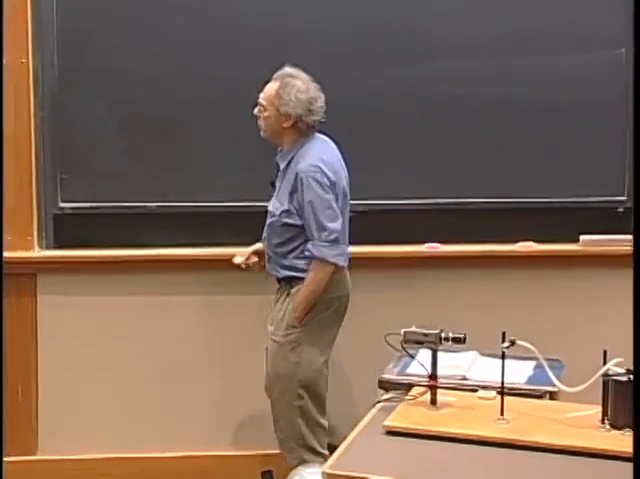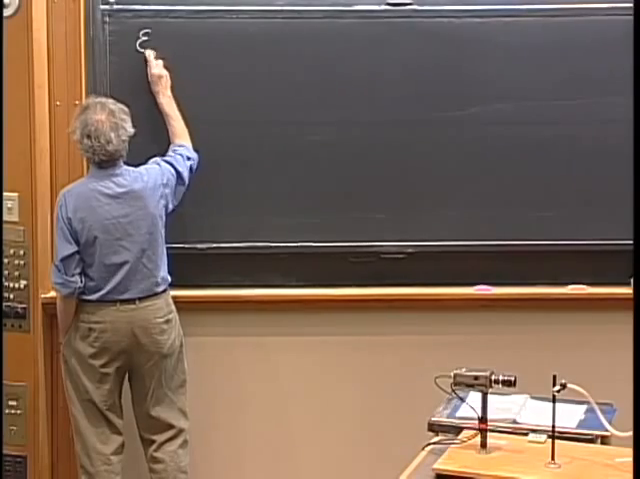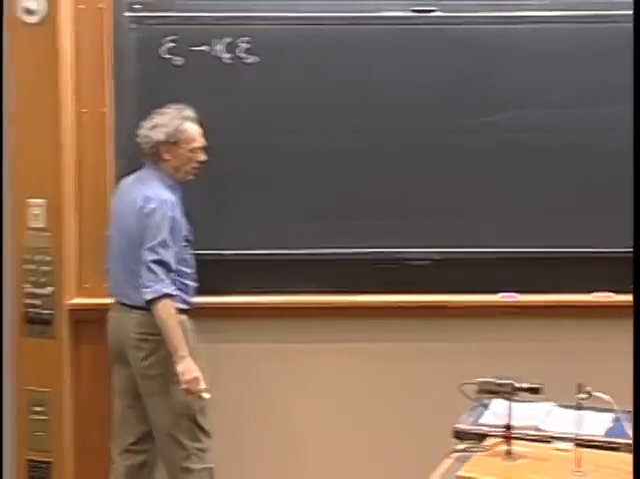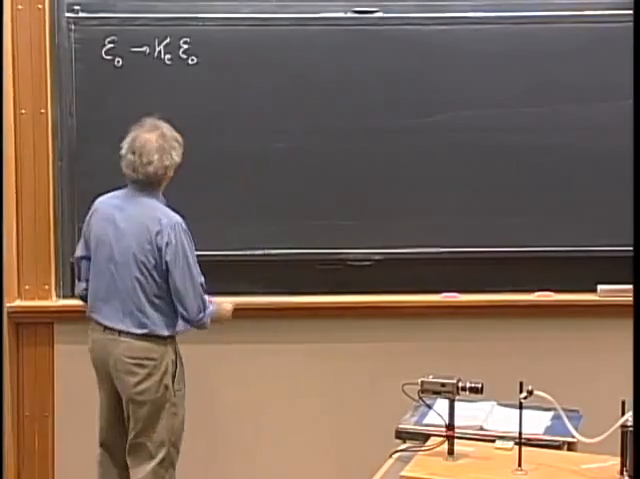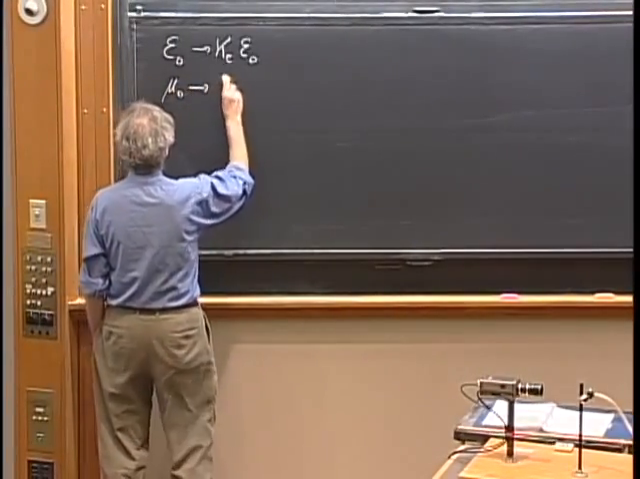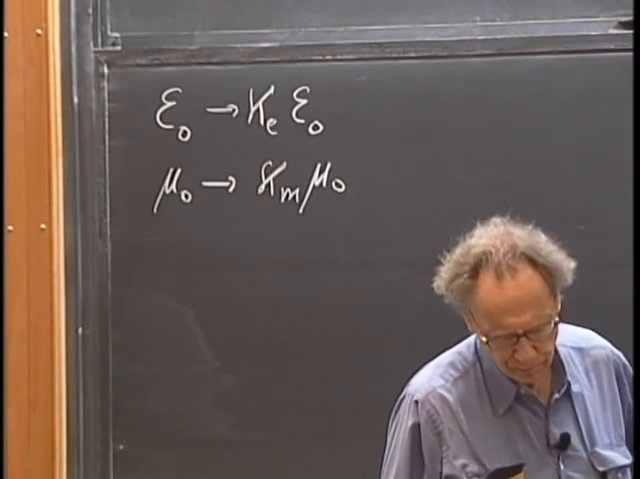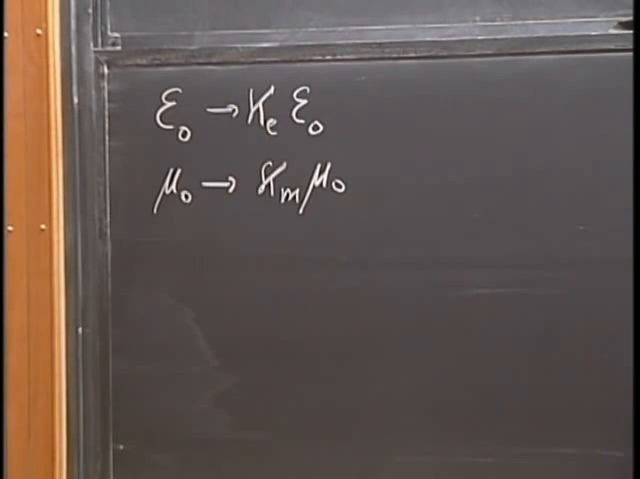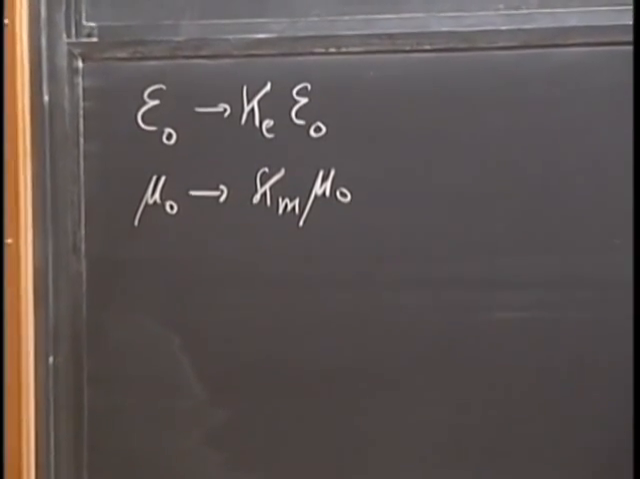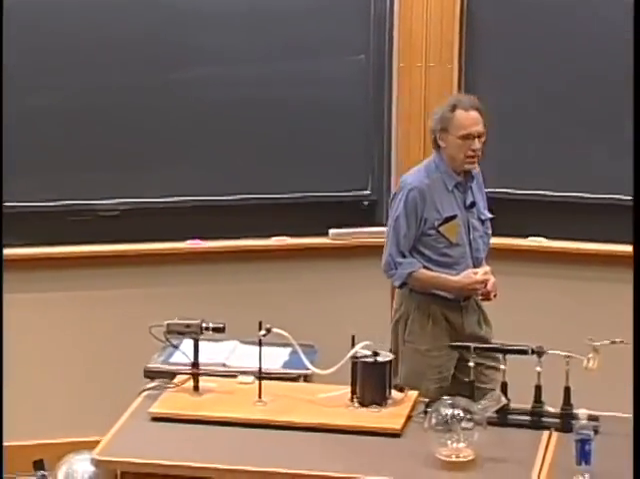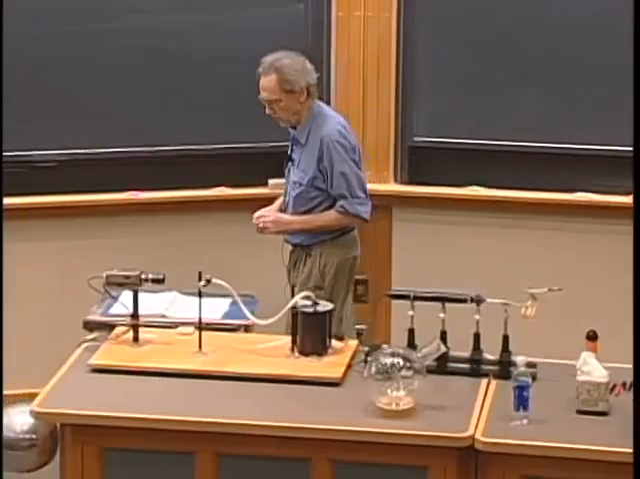One adjustment that we have to make, which we discussed actually earlier, is that wherever we have epsilon zero in Maxwell's equations, we've got to replace it by kappa of E times epsilon zero, the dielectric constant. And wherever we have mu zero, we have to replace this by kappa of M times mu zero, that is the magnetic permeability. And that has certain consequences for the speed of propagation of electromagnetic radiation. I want to stress, though, that kappa of M, except for ferromagnetic materials, which are rare, is almost always very close to 1.00000.